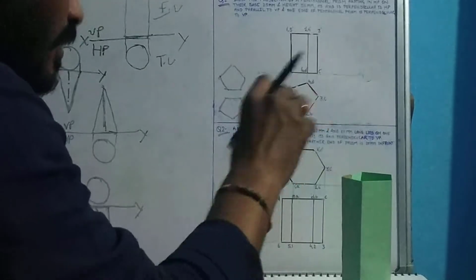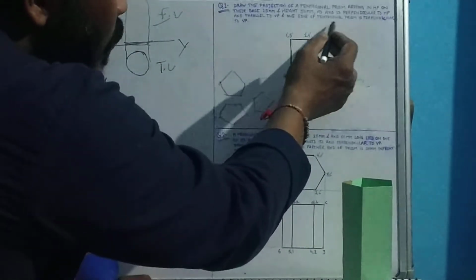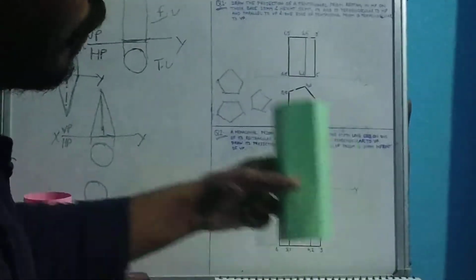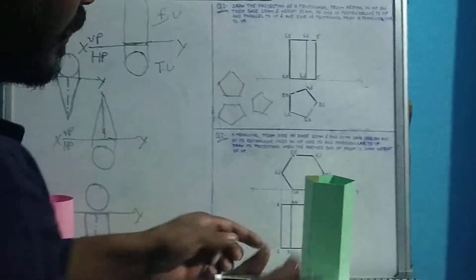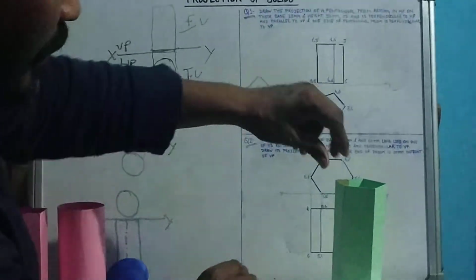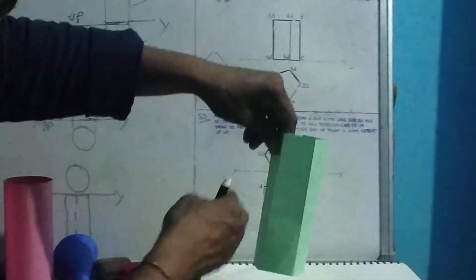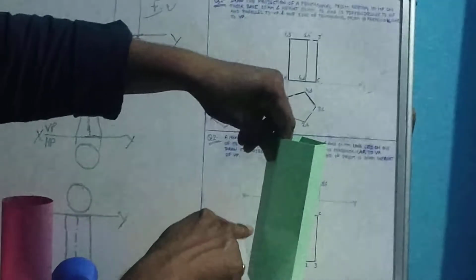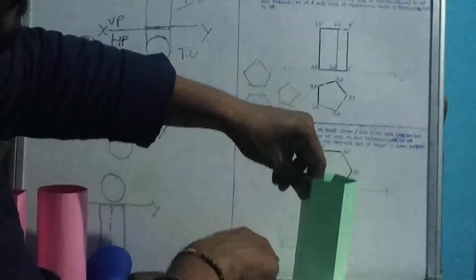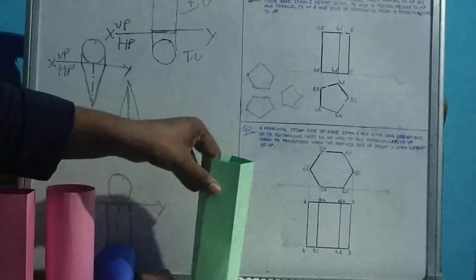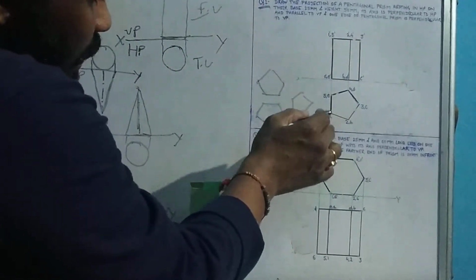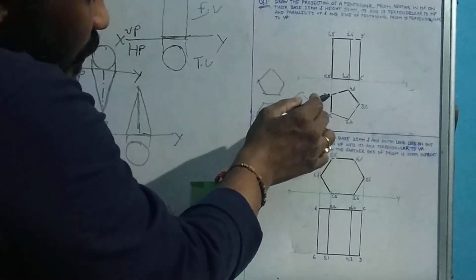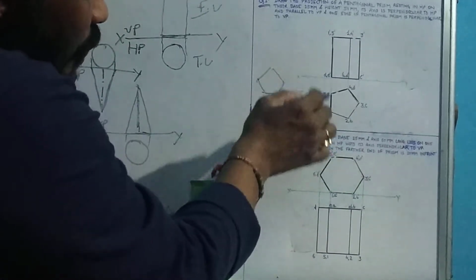It is placed in such a way that one edge of the pentagonal prism, we are talking about this edge, is perpendicular to VP. It means in this case this edge is perpendicular to the VP plane. So here we can see this edge is perpendicular to VP.